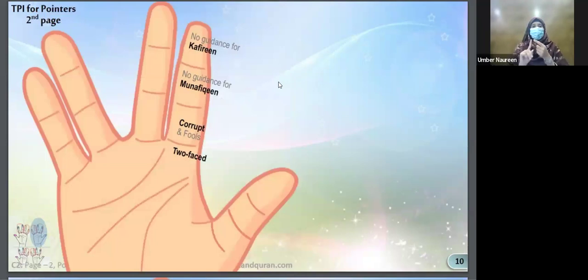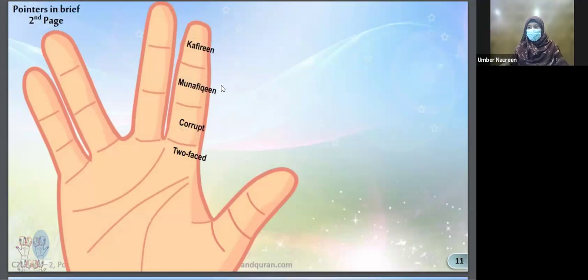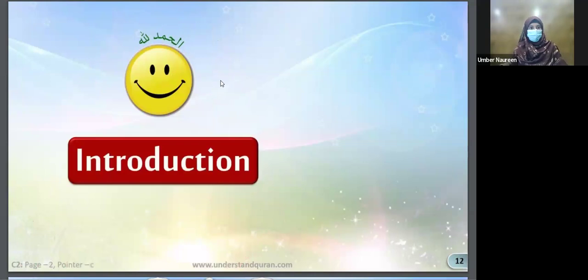Sister Aisha Bakir, please revise the pointers of the second finger. Assalamu alaikum. Walaikum assalam wa rahmatullah. No guidance for kafirin, no guidance for munafiqeen, corrupt and fools, two-faced or double-faced. And the short pointers are? Kafirin, munafiqeen, corrupt and two-faced. Excellent. Jazakallah khair, sister. Here, kafirin, munafiqeen, corrupt, and two-faced are the short pointers.